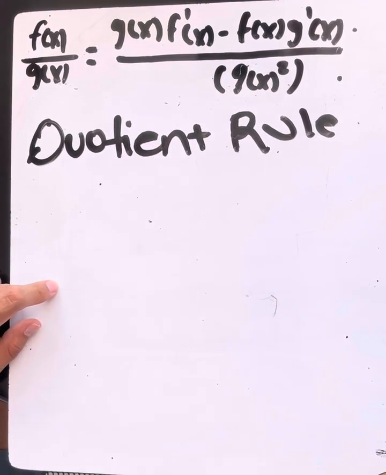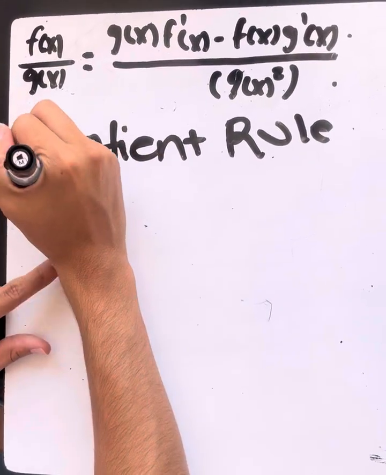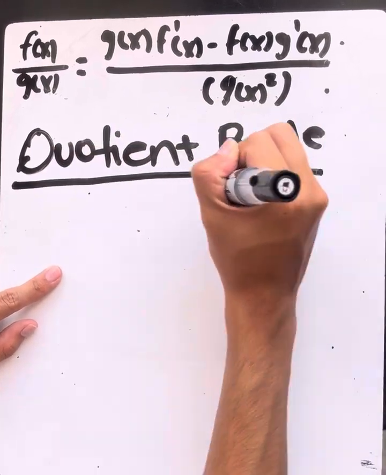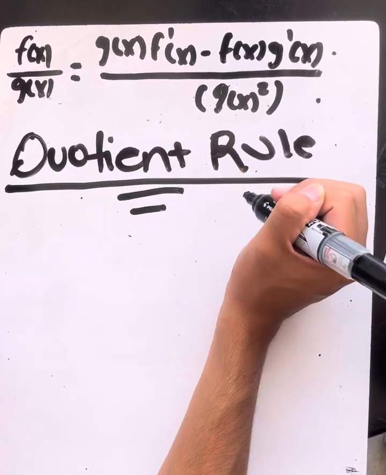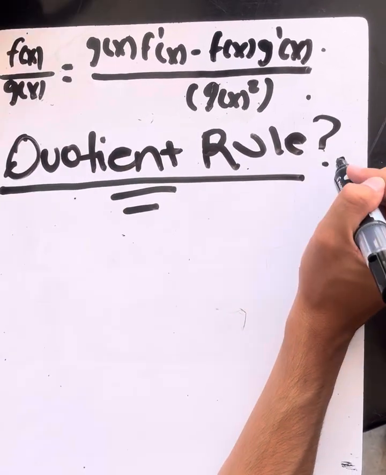After seeing the power rule and the chain rule, welcome to our third video, and this time we will be seeing the quotient rule. So what is the quotient rule?